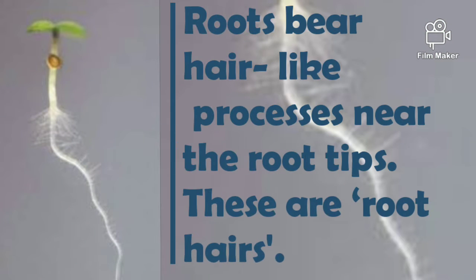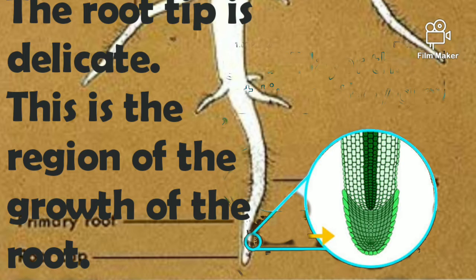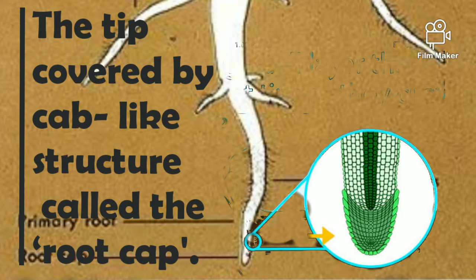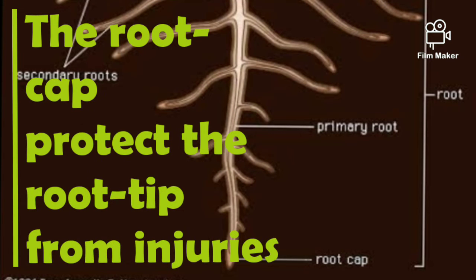Roots bear hair-like processes near the root tips. These are root hairs. The root tip is delicate. This is the reason for the growth of the root. The tip is covered by a cap-like structure called the root cap. The root cap protects the root tip from injuries.